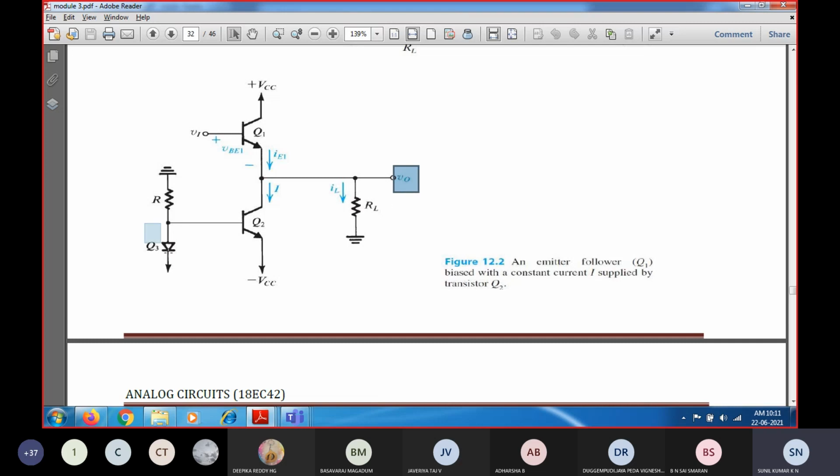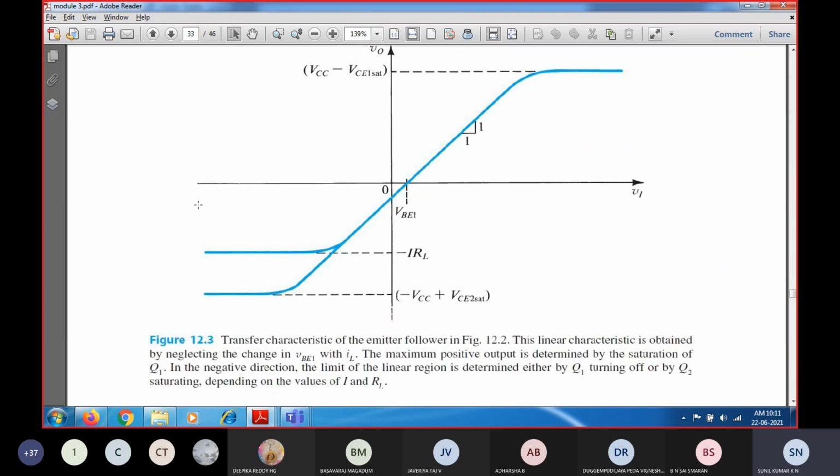But if you change the order of this one, so that you are increasing in the negative direction more, the input will reach the maximum value, so that the transistor will enter into saturation. Up to that point, you can increase in the negative direction. So this is one minimum negative output voltage value, which will be determined by I into RL.